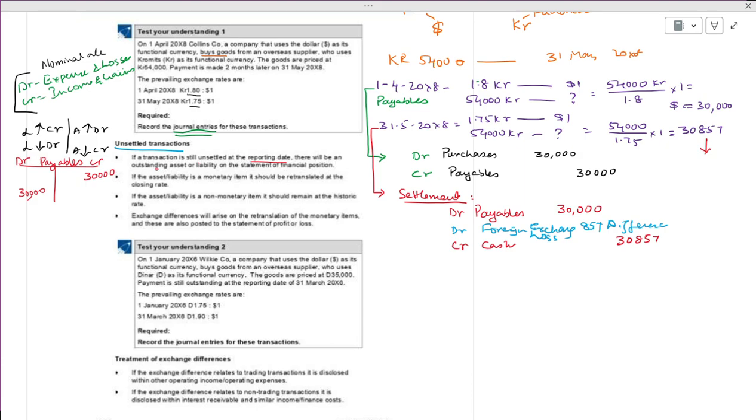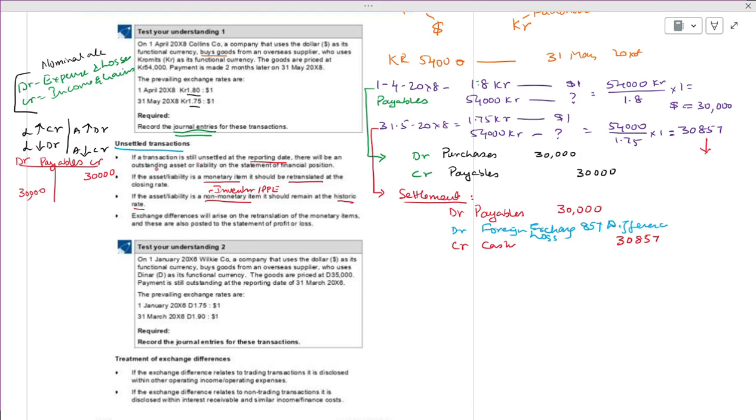If the asset is a monetary item, what are the monetary items? Receivables, payables, and loans. It should be reinstated at the closing rate, meaning we have to convert it into the closing value. If the asset is a non-monetary asset, inventory and property, plant and equipment, it should remain at the same value. We should not change it. Only monetary items we have to change, non-monetary items we should not change.